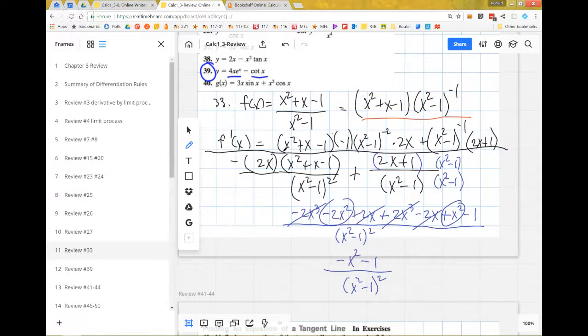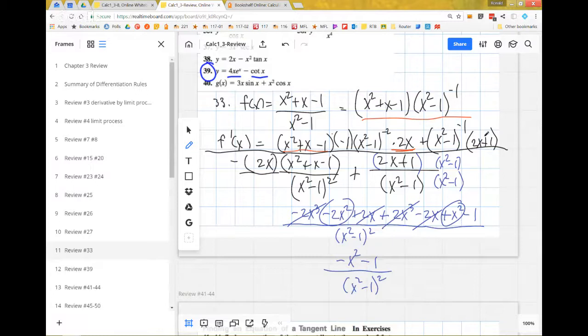The first times the derivative of the second. Okay, what's the derivative of x squared minus 1 to the negative 1? Well, negative 1 multiplied by x squared minus 1 to the negative 2. Chain rule. Okay, so there's the first part of the product rule, plus the second times the derivative of the first factor. Derivative of x squared plus x minus 1. Okay, so that's fine.